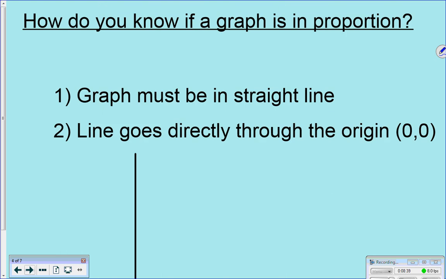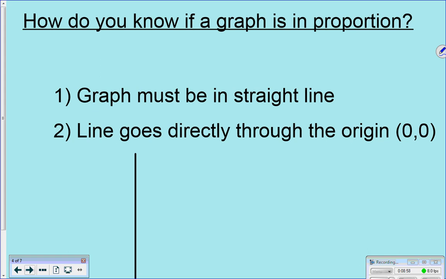This is why you need to have a straight edge. Because you asked me, why do they have to have a straight edge? Well, here's the deal. There's 2 ways you can tell if a graph is in proportion or not. Some of you might remember this from last year. If it goes through the origin. And that's why it's so important to use a straight edge, because sometimes, you know what, it might not. And it's really important to use that straight edge.